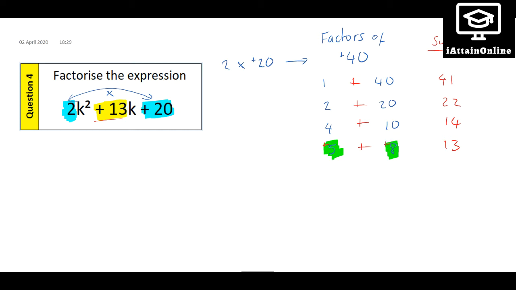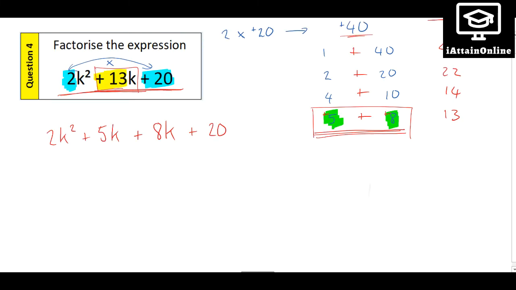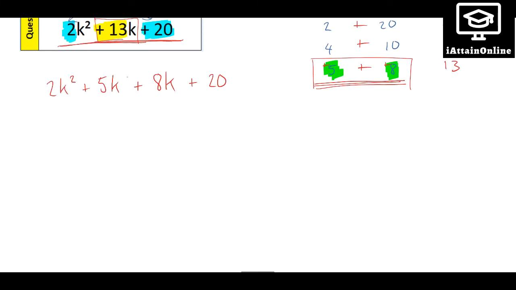So I am now going to rewrite the original question, but instead of writing 13k, I'm going to break it down. So 2k squared, instead of 13k, I'm going to pretend I've got 5k and then another 8k. That 5 and the 8 are just from here. And then the plus 20 goes on the end. We're putting the plus 20 in, not the plus 40 that we found the factors of. After the first two terms, I want to put an imaginary line.